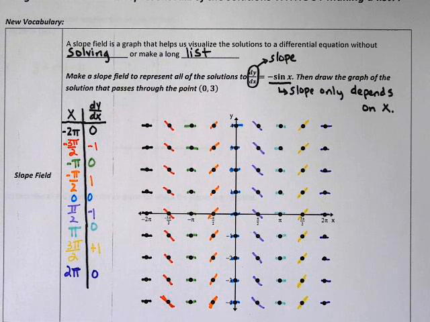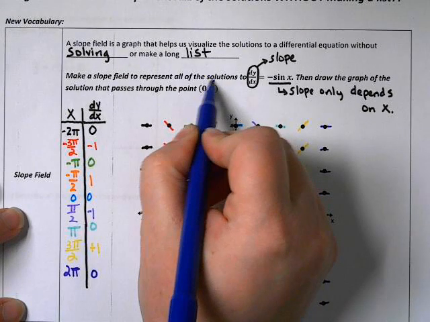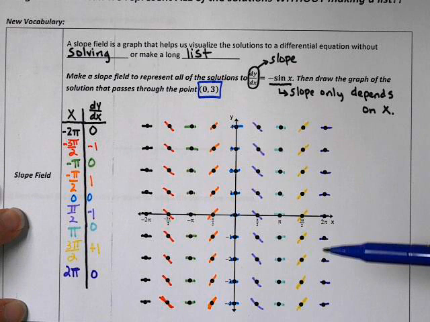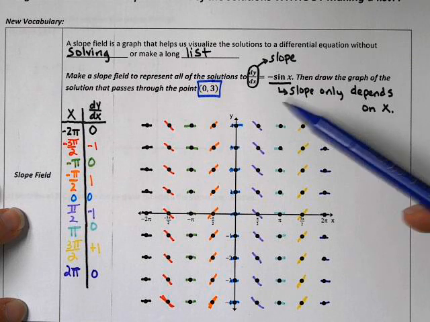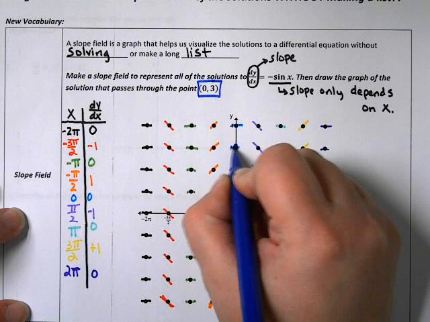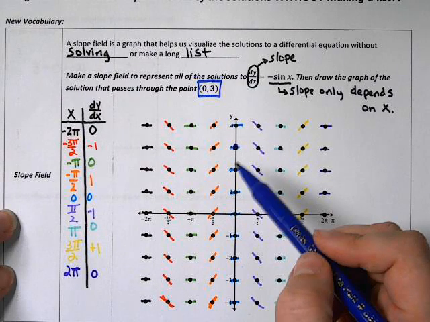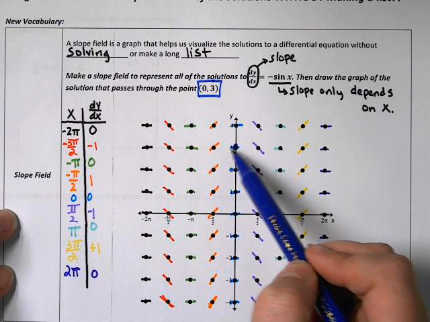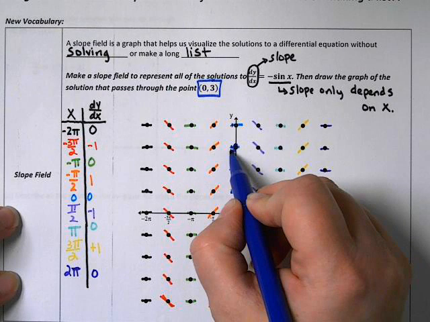All right, the next part of this said that we need to draw the graph of the solution that passes through the point 0, 3. So remember, this slope field here is showing us all of the possible solutions to this differential equation. All right, we only want the one that goes through the point 0, 3. So the point 0, 3 is right here on the graph. What we're going to do is try and sketch the graph based on these slopes that we were given. So we can see that right here at 0, 3, the graph is going to be pretty flat, okay? So I'm going to go ahead and just make it a little flat.